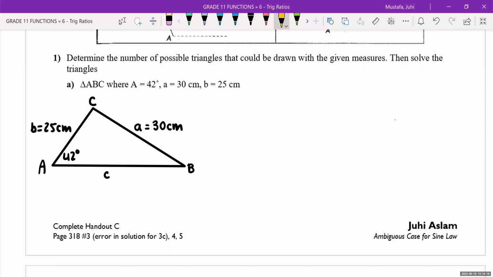All right, we've drawn the triangle. Is this an acute case or an obtuse case? Well, first of all, is this an SSA triangle? Yes, it is, because we have a side length and an angle. So we can be sure that we need to check for ambiguous case. Next, I look at the angle. It's less than 90 degrees, which means it is an acute triangle. So we're going to be looking at all of the rules for acute triangle.